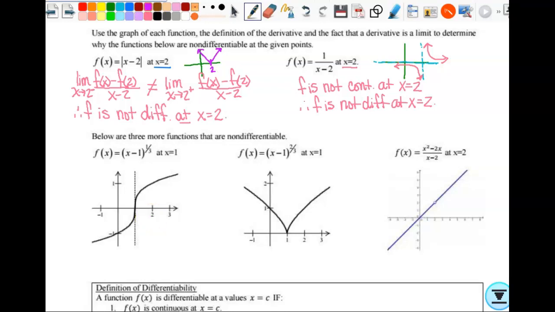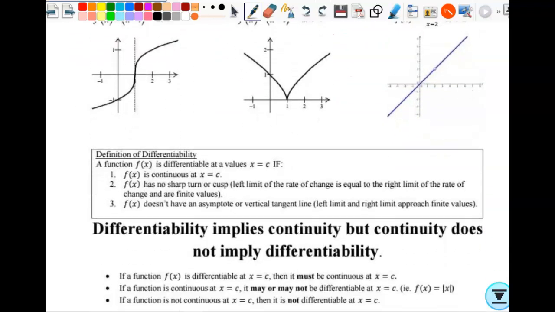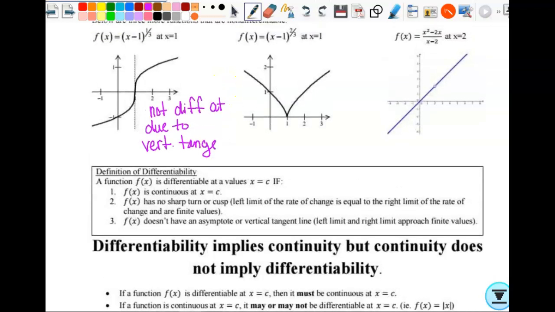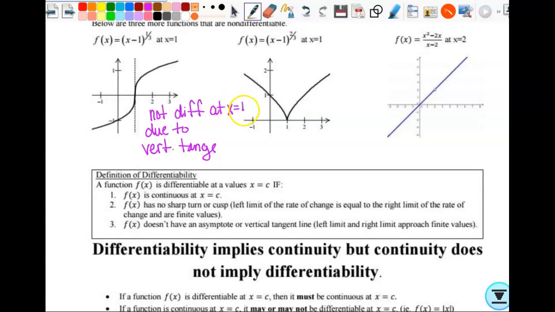So this one, x minus 1 to the 1/3 power at x equals 1. Why is it not differentiable here? It's differentiable here, here, here, and here, but why not here? Is that an asymptote? Tangent. Be careful, because both of them would work to say no, but that's a vertical tangent line. Okay, so we would say not differentiable at x equals 1 due to vertical tangent at x equals 1.